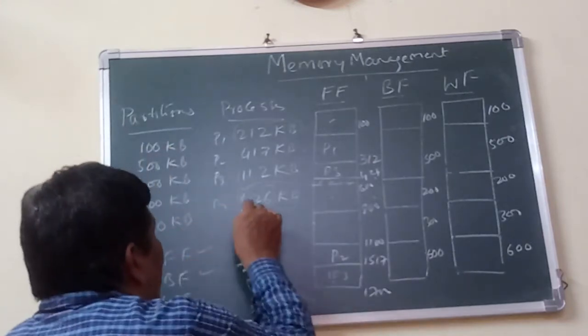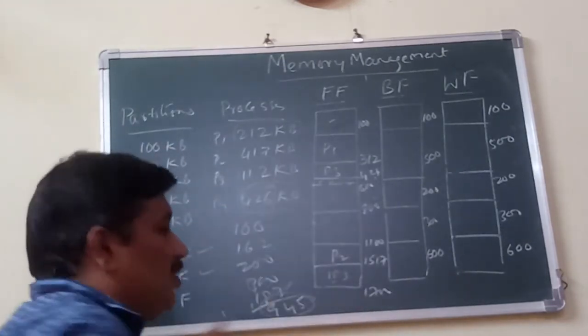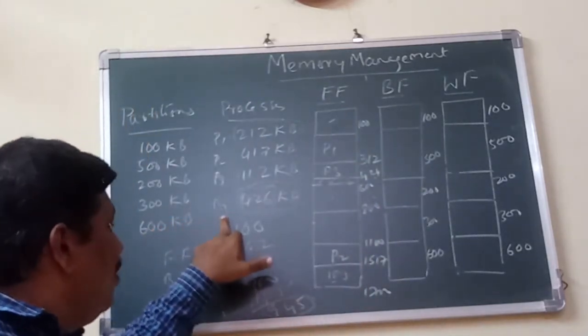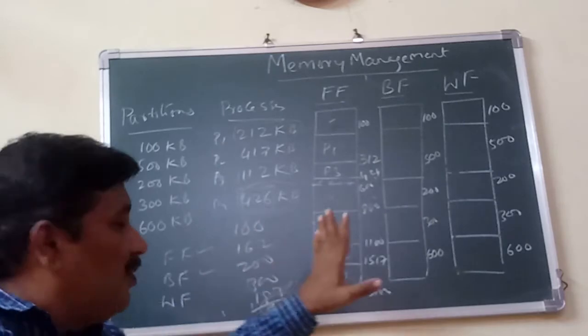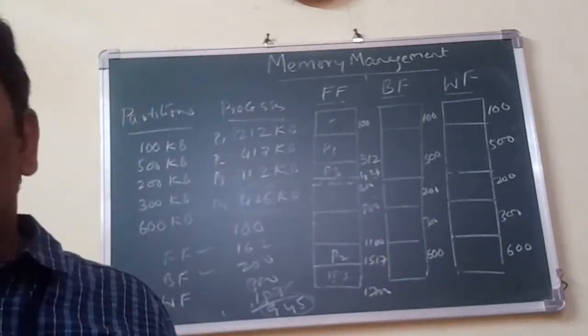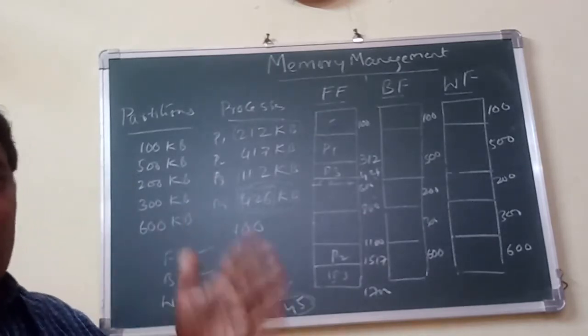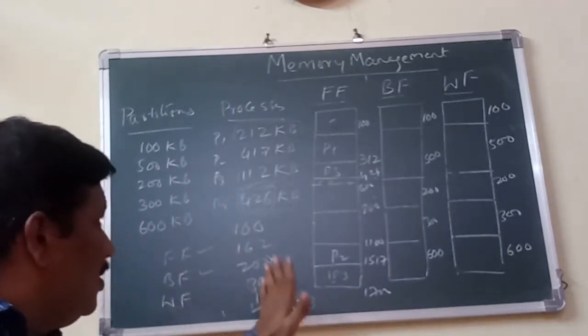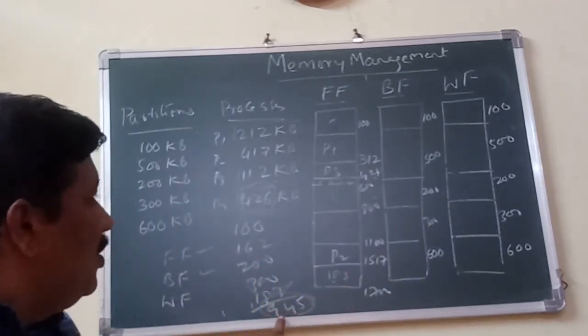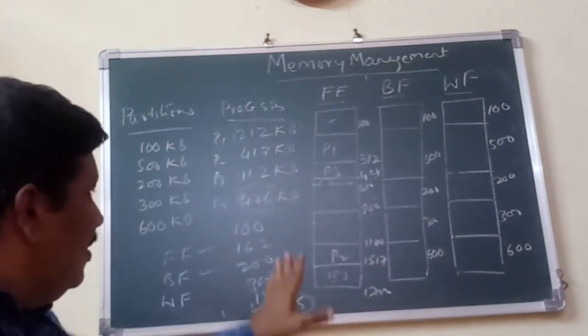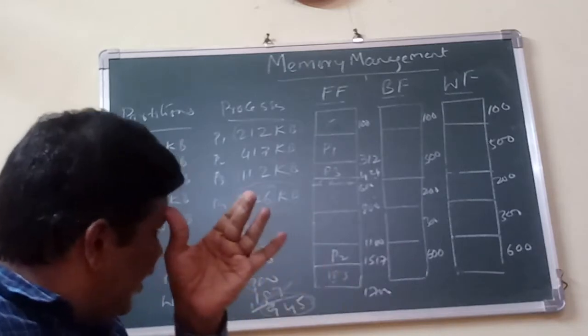So that means if at all we have 426 kilobytes of contiguous memory available, then we can accommodate memory for P4. But 426 kilobytes of memory is not contiguously available. Hence, we are not in a position to accommodate memory for that. So it suffers from an external fragmentation of this much, right? So calculation, please do it once again. I'm not sure about this calculation.